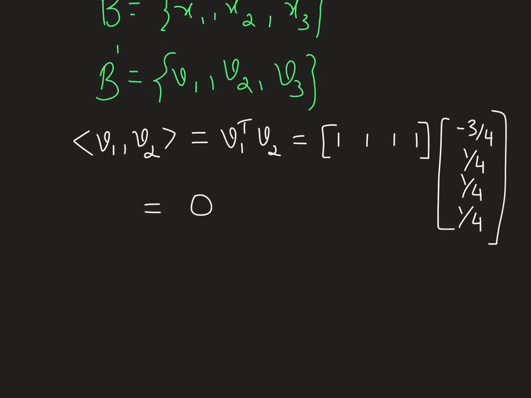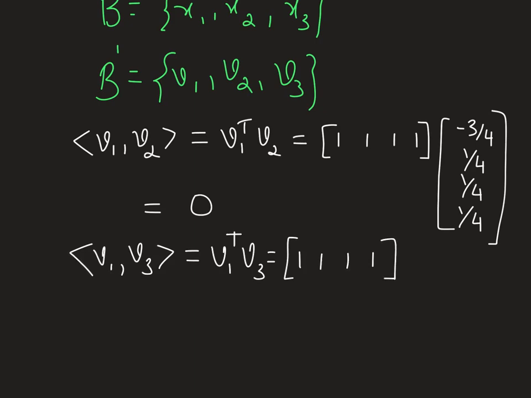Next we check that V1 and V3 are orthogonal. The inner product means V1 transpose into V3. So that is 1, 1, 1, 1, where V3 is 0, minus 2 by 3, 1 by 3, 1 by 3. This also satisfies the condition, 0.